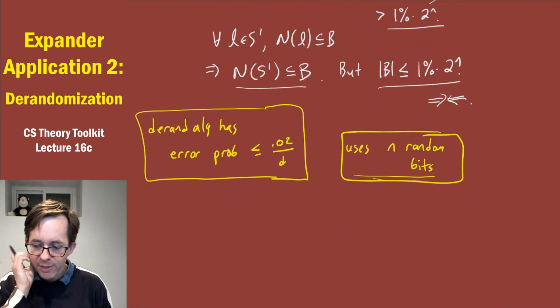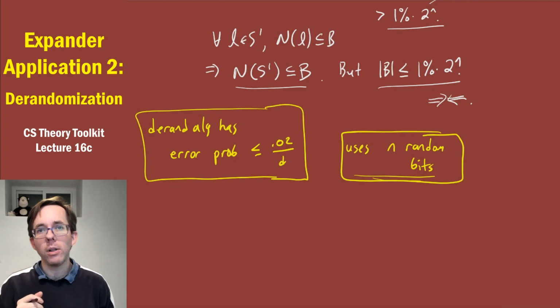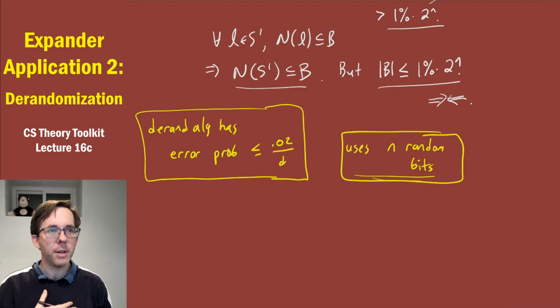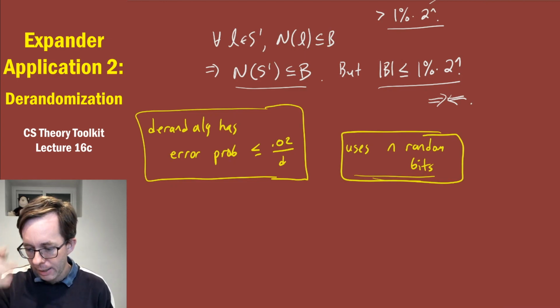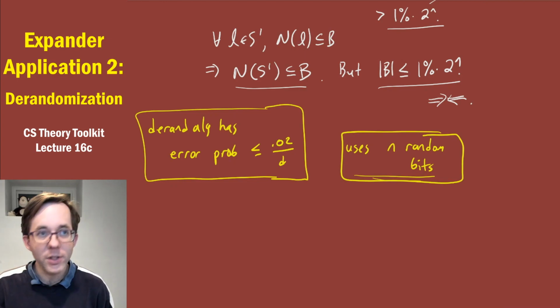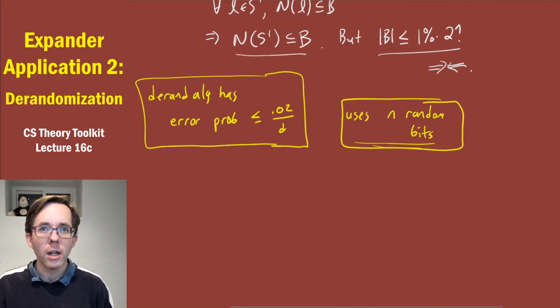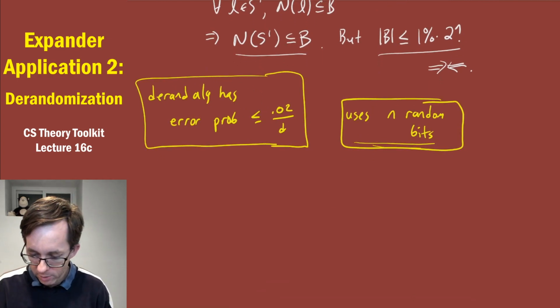Let me end here by saying this is a somewhat simple way to use expander graphs to do derandomization. There's a more standard way that can give you this exponential error decay. So let me just put this as a remark.